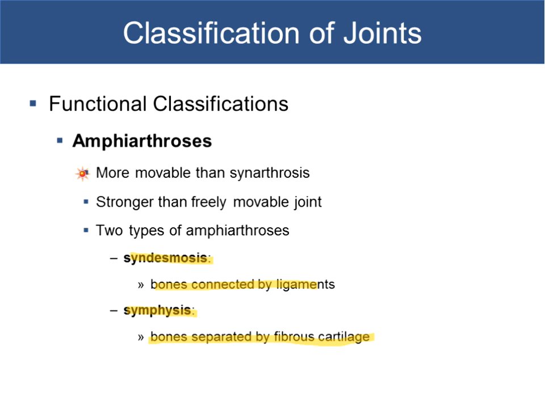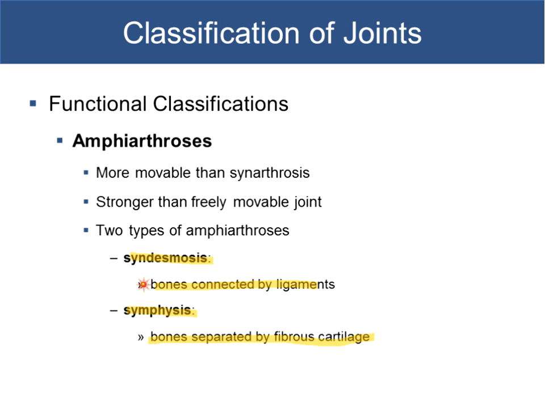Amphiarthrotic joints are much more movable than synarthrotic joints because they have more mobility to them. They are not as strong as synarthrotic joints. However, they are stronger than diarthrotic joints or synovial joints. So they fit right there in the middle, hence the name amphi. So you get the best of both worlds.